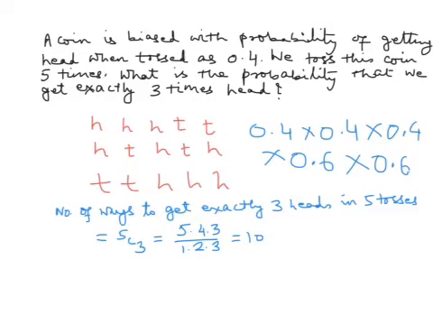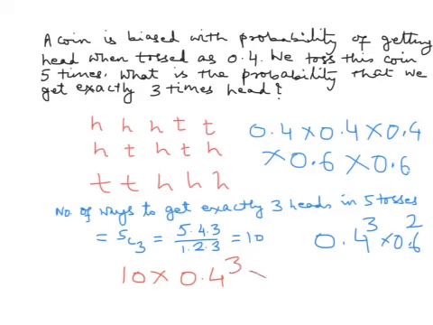10 ways will be equal to 0.4 to the power 3 multiplied by 0.6 to the power 2. And since we have 10 different ways in which we can get exactly 3 heads out of 5 tosses of this coin, we will have to multiply this probability by 10. So we get the required probability as 10 multiplied by 0.4 to the power 3 into 0.6 to the power 2. This is a binomial term, and we will discuss this more in the next video.